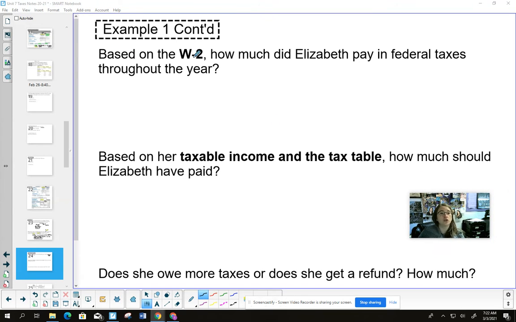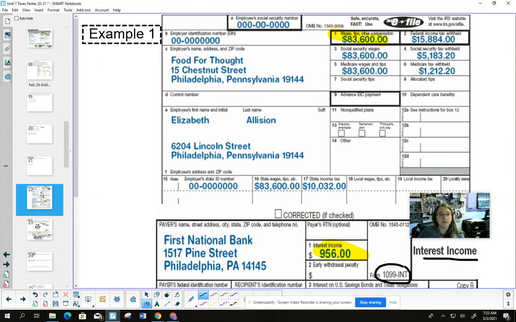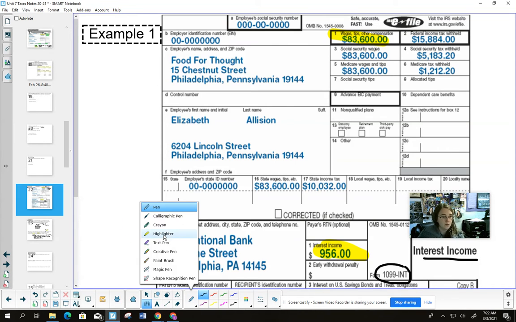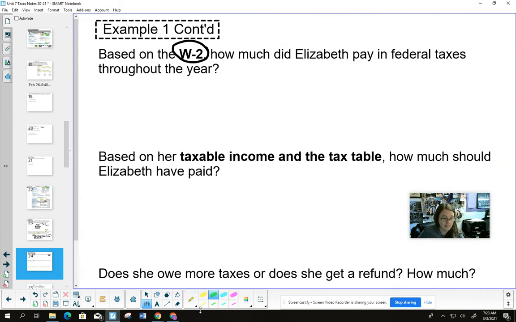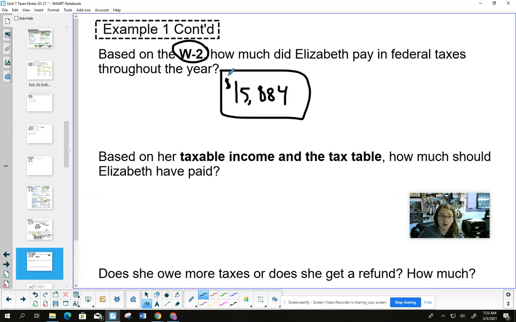So it says based on the W-2. So be careful which form you're looking at. How much did Elizabeth pay in federal taxes throughout the year? So look back to the W-2. See if you can find the box that says federal taxes. Well, that is right here. That's it. All you're doing is reading. So that's how much tax she has already paid. 15,884. There you go. We just read it, right? So that is, again, how much she has already paid.